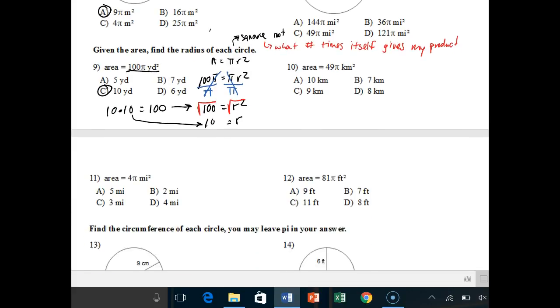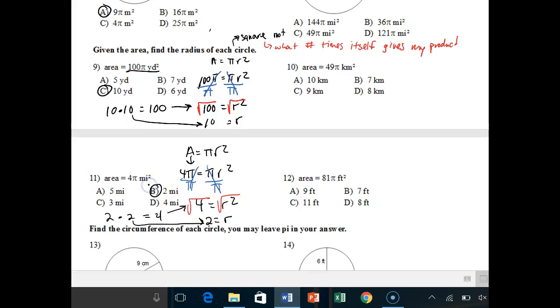I'll do another one. It's kind of tricky. Your area is 4 pi, so again, you start off with the area formula, pi r squared. You plug that in: 4 pi is equal to pi r squared. First step, divide both sides by pi to get rid of it. You're left with 4 is equal to r squared. Now take the square root. What number times itself gives you 4? That's easy. 2 times 2 gives me 4. So my answer in this case is 2. So 2 is equal to the radius.